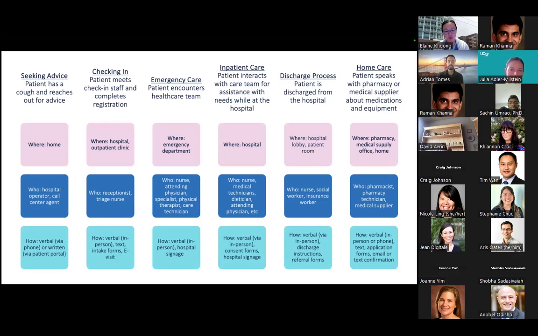And so I just want to go through some of the challenges that come up when you think about seeking and getting health information throughout this entire patient journey, and some of the considerations that come up when thinking about how digital tools can facilitate communication or potentially impede it.